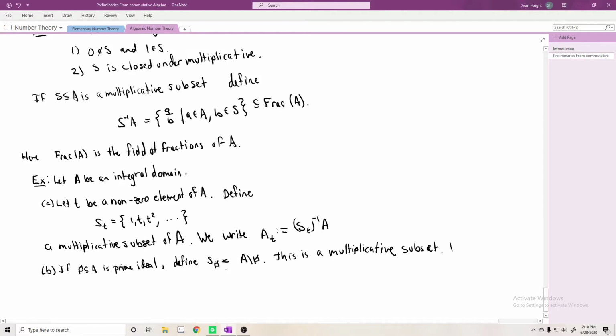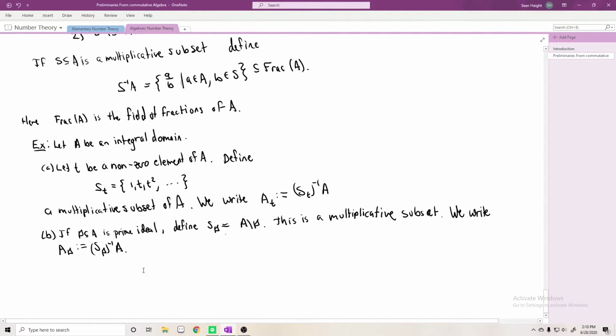So we write A sub P, A lower P, for S sub P inverse A. You should think maybe A is the integers and P is the ideal generated by 5. Then S sub P inverse A are fractions whose denominator is not divisible by 5. Sorry, that's an important distinction there.